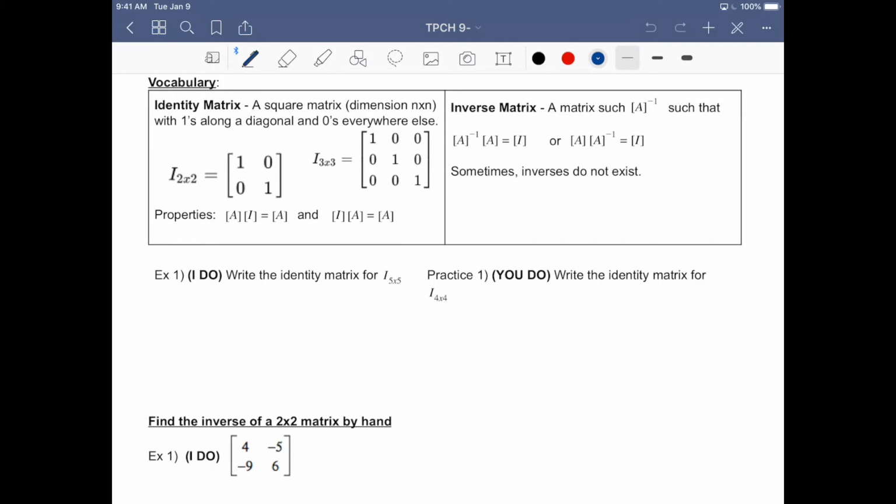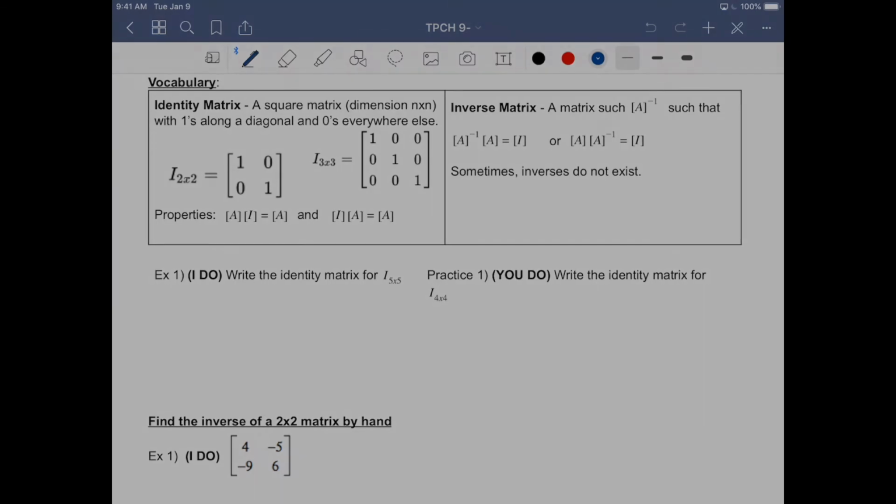The inverse matrix is a matrix, written A raised to the negative 1, such that the inverse of A times A will give you the identity matrix. Be careful, because sometimes the inverses do not exist.